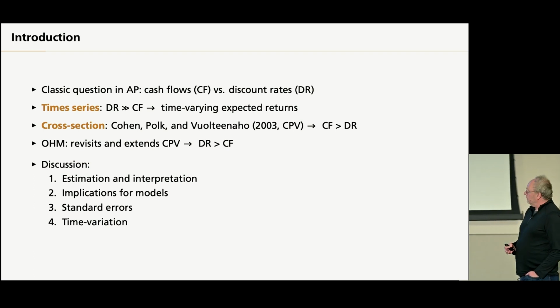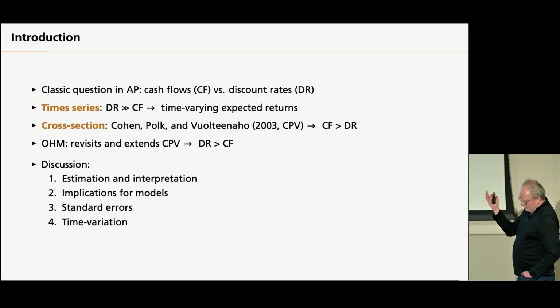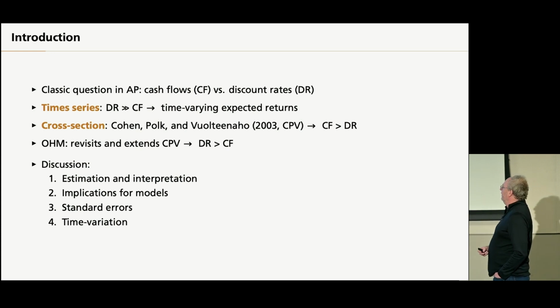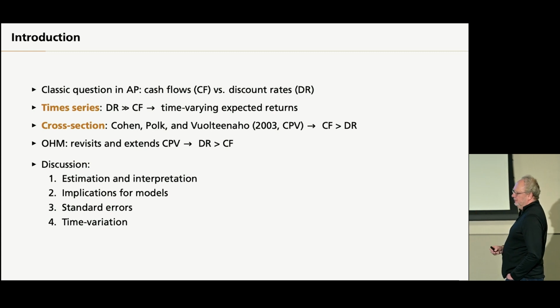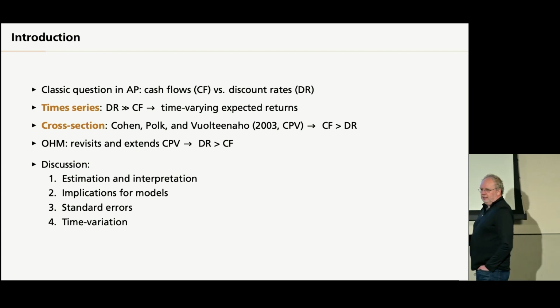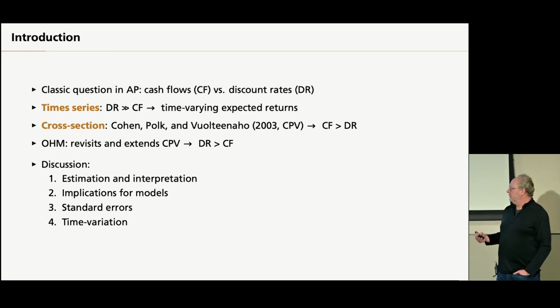In the cross-section, things look a little bit different, as Sean mentioned. The Cohen et al. paper found that cash flows actually matter more than discount rates. I always wondered about that, how these can be reconciled. So I'll come back to that. So the current paper, right? Sean said that if you revisit the Cohen et al. methodology with a slightly different setup, you actually find a different result, that discount rates dominate cash flows also in the cross-section. So that's an interesting result.